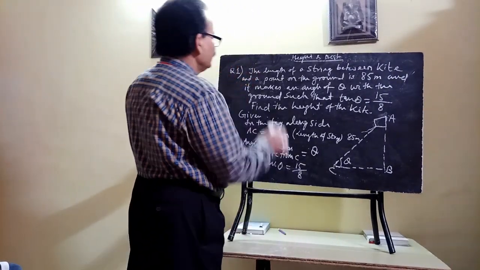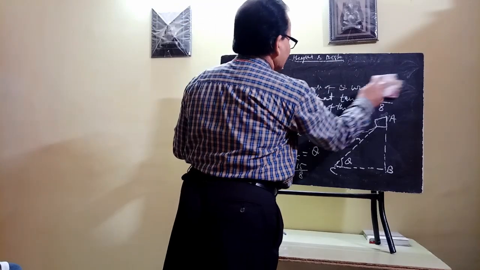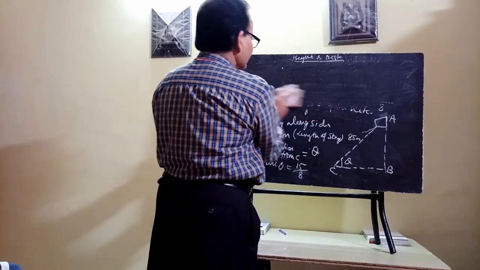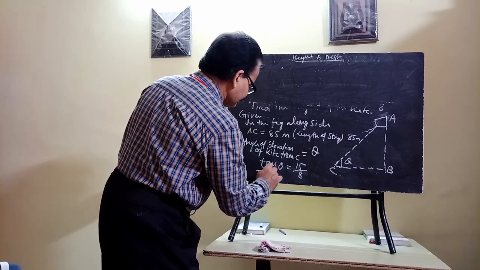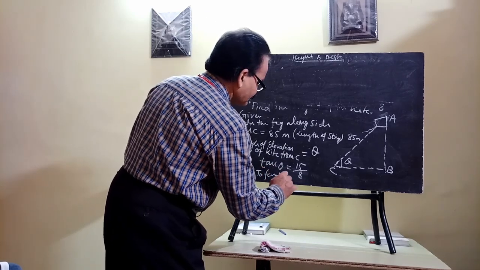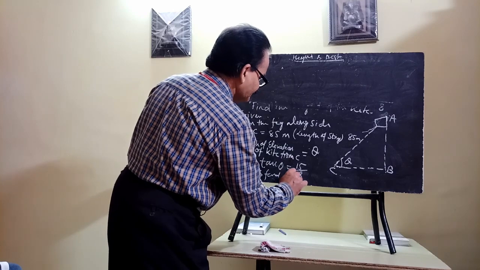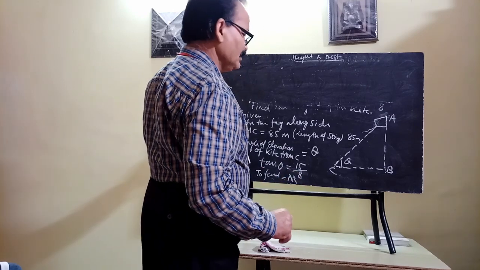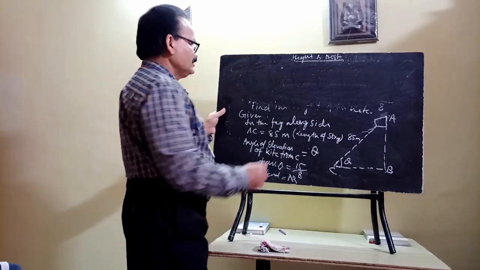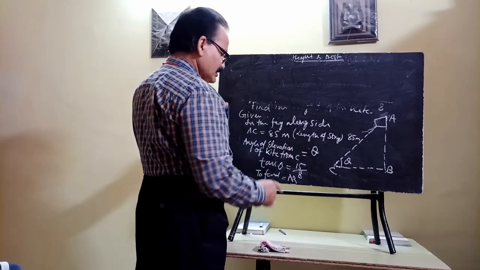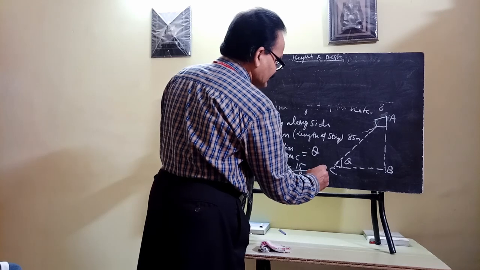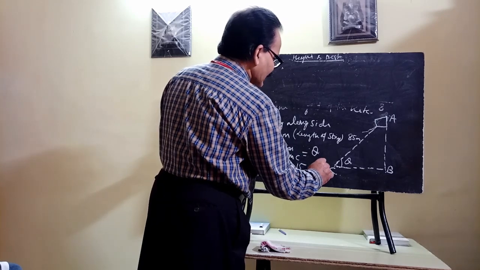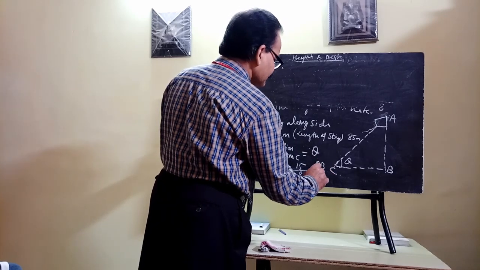Now your target is to find the height of your kite, to find AB. You know tan theta is 15/8, so that means this is your AB by BC.